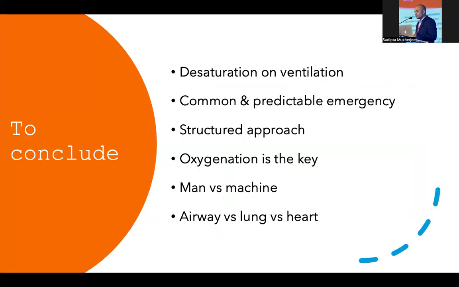So to conclude, desaturation on the ventilator is common. There are some common and predictable emergencies, so we should have a structured protocol. Maintaining adequate oxygenation is the key. The first step is to differentiate between the man and the machine, and to rule out machine-related problems by taking control of the ventilation. The pathology can be in the airway, lung, or heart, and accordingly we have to address it.